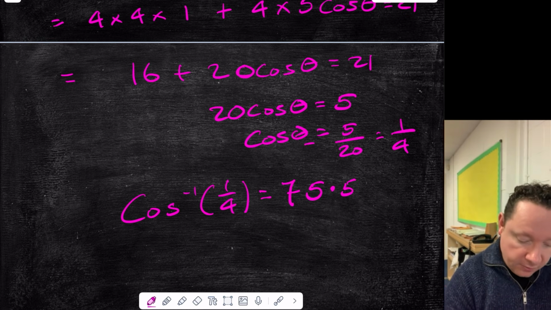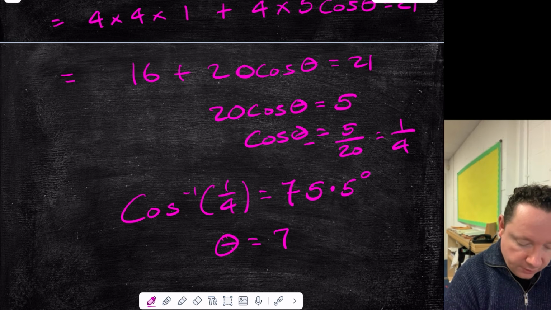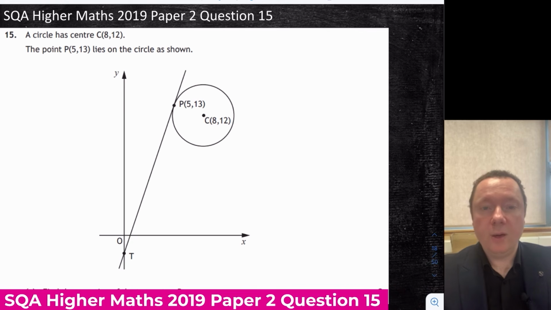The angle in between the two vectors is acute, so we don't need to do a CAST diagram or anything like that. 75.5 degrees is our answer. So theta equals 75.5 degrees. And we're done there. SQA Higher Maths 2019, Paper 2, Question 15.